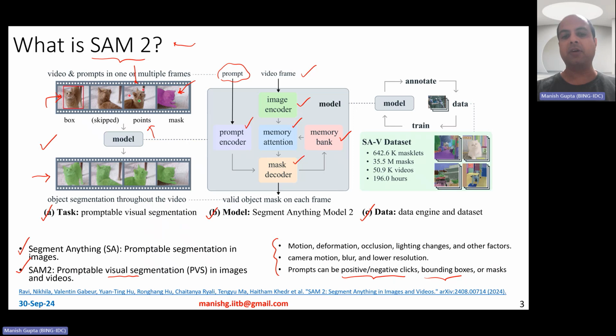Mask decoder, of course, outputs a valid object mask for this frame, because that's what segmentation is all about, computing a valid mask for this particular frame, right? And for every frame in the video.